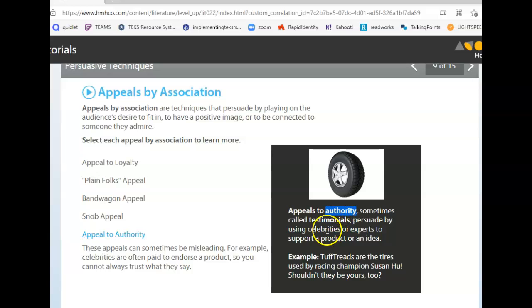Persuade by using celebrities or experts to support a product or an idea. So you should have put celebrities or experts.